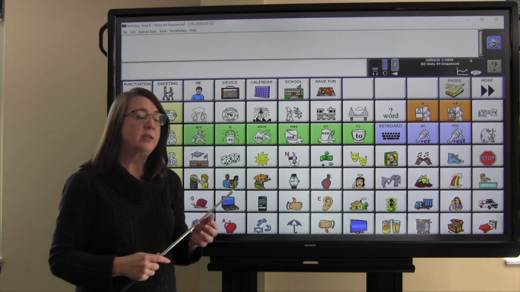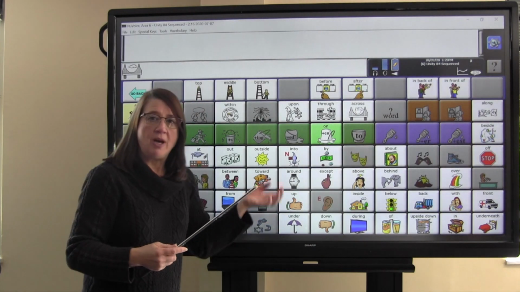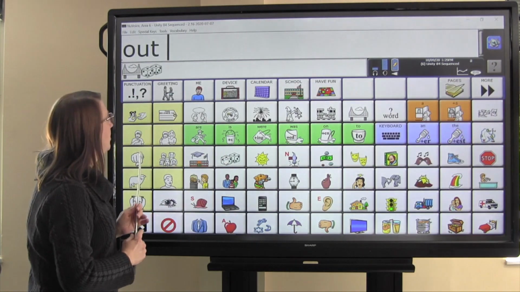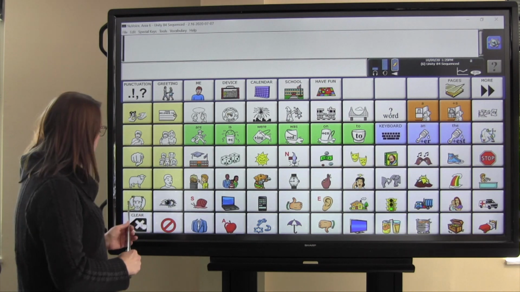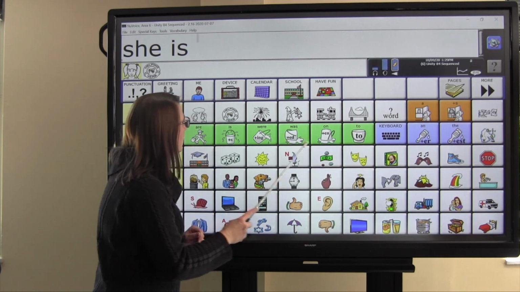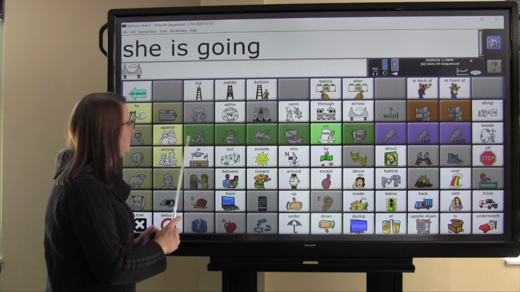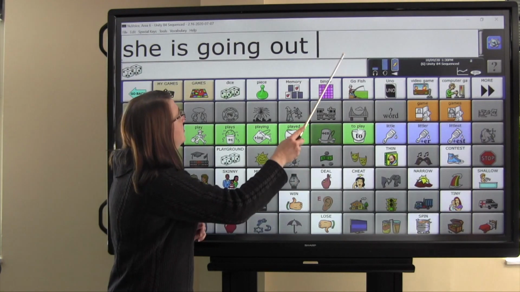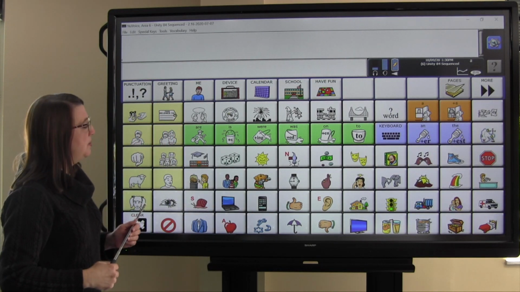And then out is preposition. When you're playing a game, often you roll the dice out of some kind of a container. So that's our out word. Out. Let's say out. She is going out. Out. Let's say she's going out to play. To play. She is going out to play. She is going out to play.